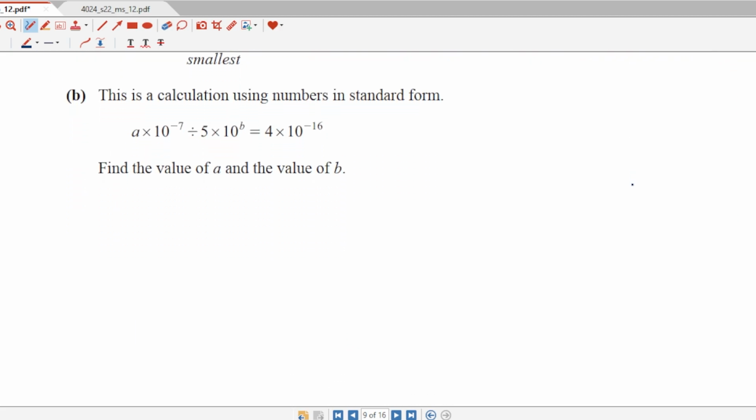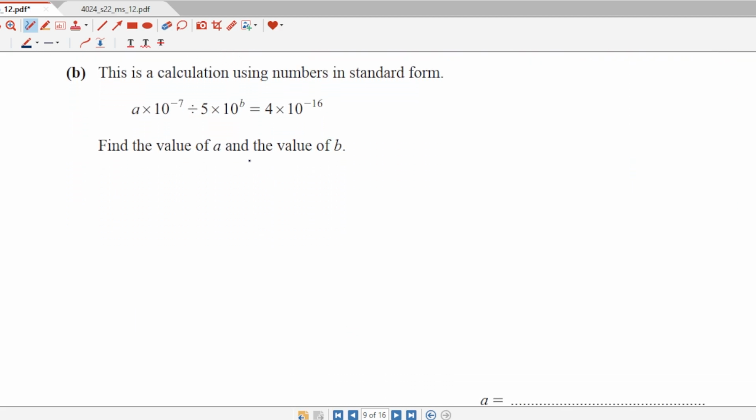Part B. This is a calculation using numbers in standard form, meaning these numbers are represented in standard form. First of all, you must be clear about standard form, which numbers are in standard form and which numbers are not in standard form.